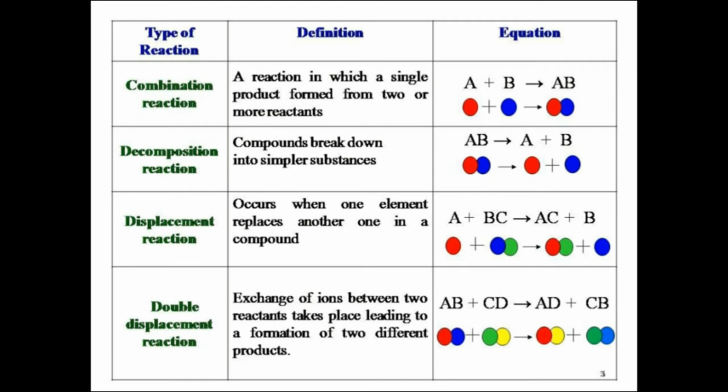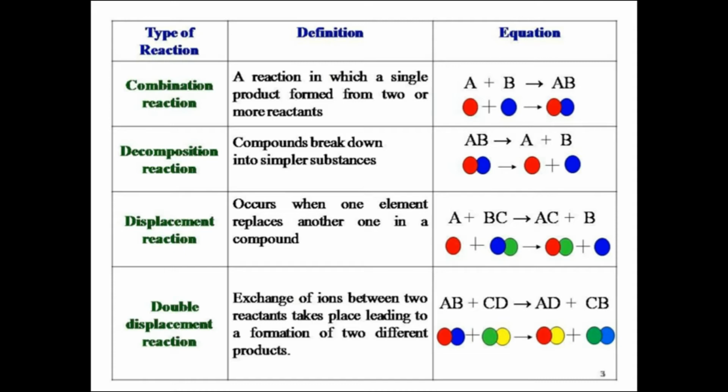First one is combination reaction, a reaction in which a single product is formed from two or more reactants. So A and B combine to give AB. Second one, decomposition reaction, that is a compound breaks down into simpler substances, that is AB decomposes to give A plus B. Third one, displacement reaction. It occurs when one element replaces another one in a compound. That is A plus BC giving AC plus B. Here B is being replaced by A, giving AC from BC.